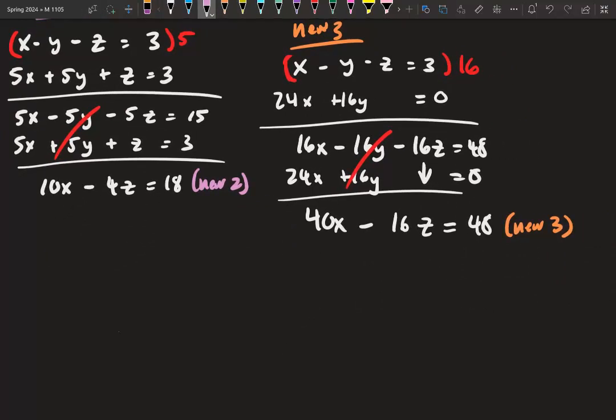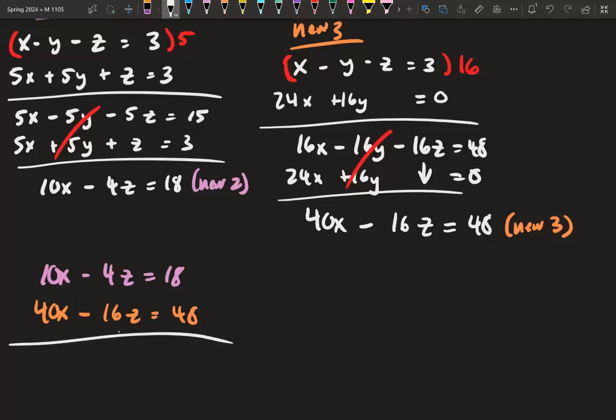So our new 2, we have 10x minus 4z equals 18. Our new 3, we have 40x minus 16z equals 48. Now it's up to you what you want to get rid of. It truly does not matter. I'll tell you though, I got rid of z. Why? No, I mean literally no reason. I just wanted to get rid of z.